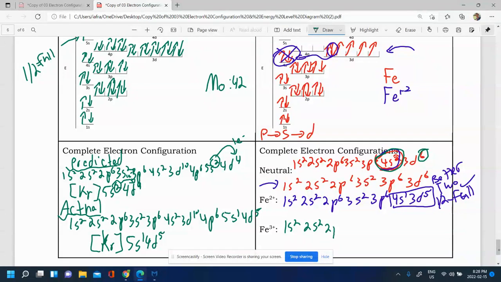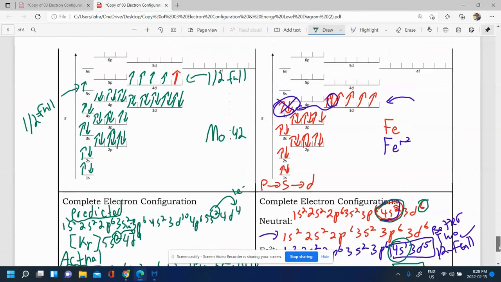2s2, 2p6, 3s2, 3p6, 3d5. And this doesn't need to be rearranged. This is half full, so that's pretty stable. If you were building this from the Fe2+, you'd simply remove from this 4s1 over here. And that gives you a nice stable 3d5 at the end there.